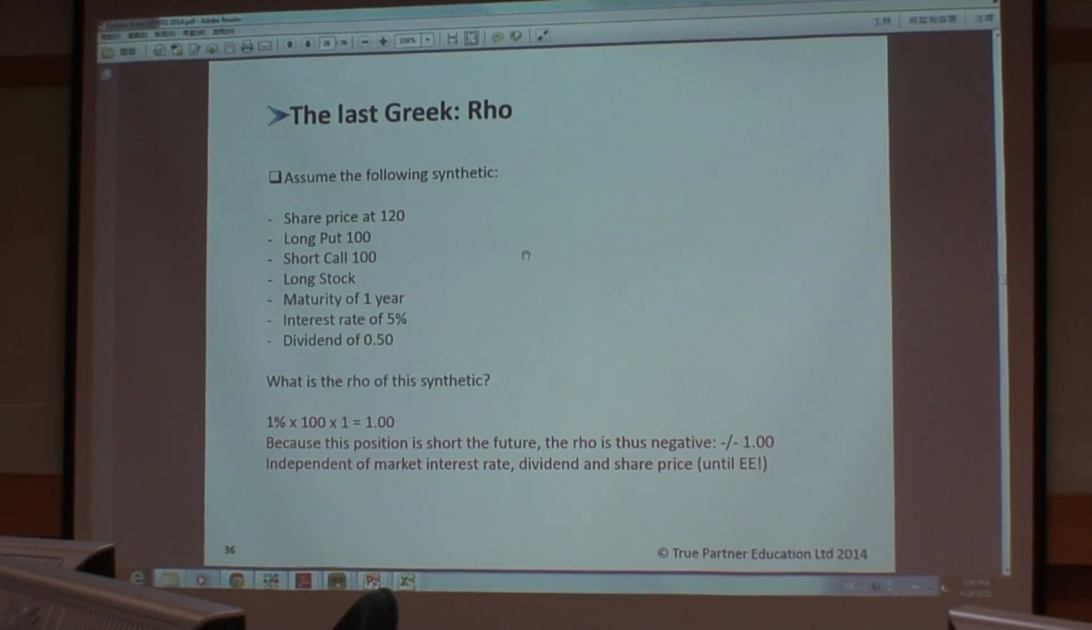Final point, what's the sign? I'm long the put, negative rho, short the call, negative rho. So therefore the rho of this position is -1. And that's independent of the market price, the interest rate, etc. Early exercise I discuss next week.